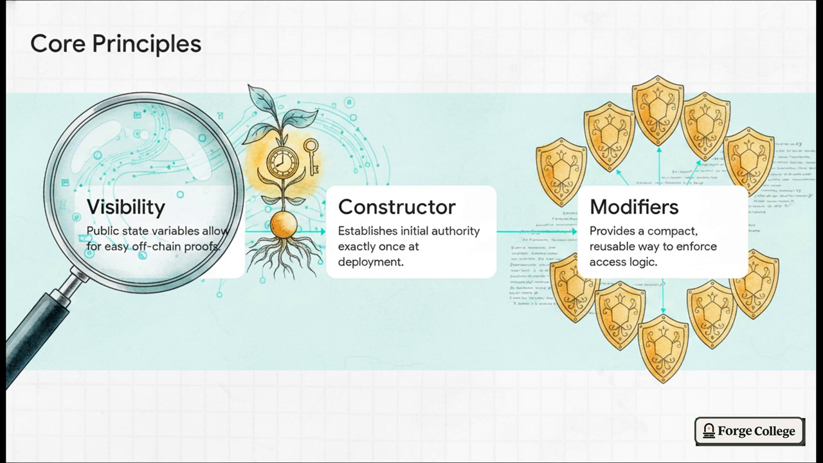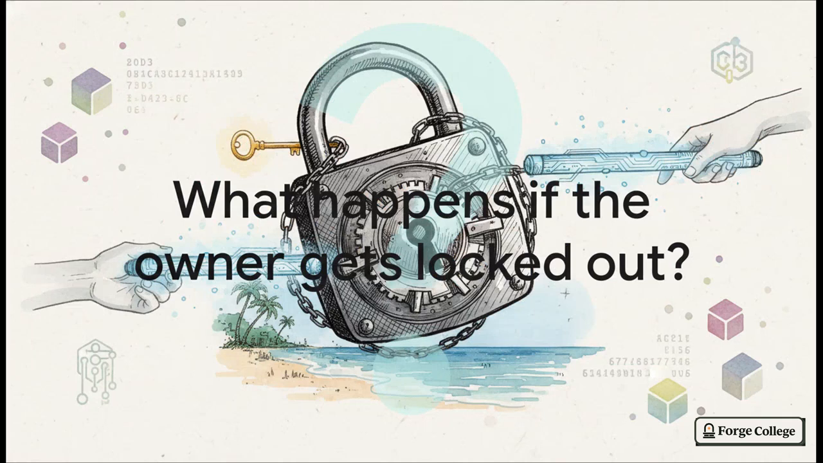But all this raises a pretty fascinating question for us to ponder. What happens if the owner accidentally gets locked out? Or what if they want to sell the protocol and just retire to a digital beach somewhere? A single hard-coded owner can very quickly become a massive single point of failure. And that sets us up perfectly for our very next lesson on ownership transfer practices, where we're going to learn exactly how to safely pass the baton.